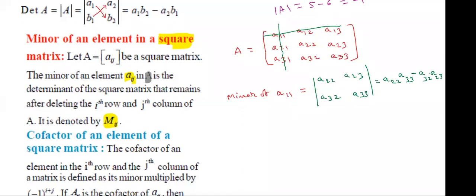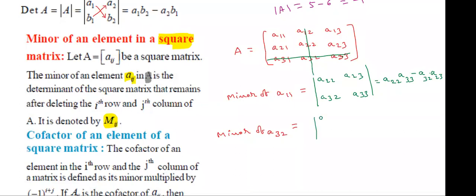Okay. Suppose you want the minor of A32. Where is A32? Observe that. Here it is. Write a plus symbol there. So the remaining elements, whatever is there, take the form of a determinant.